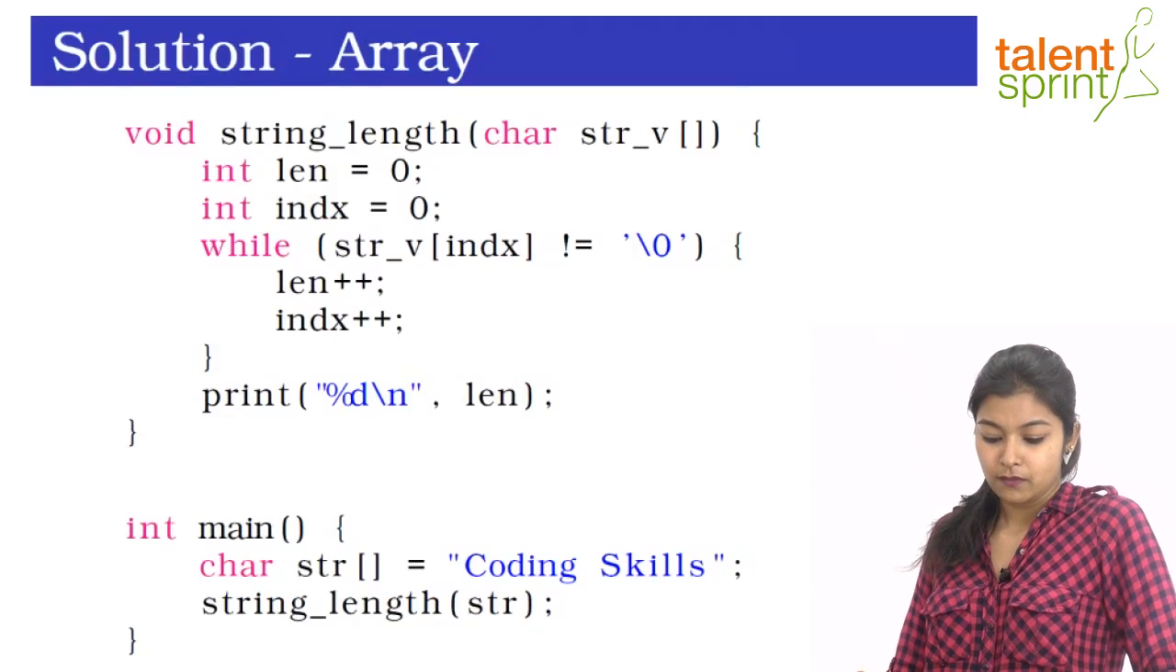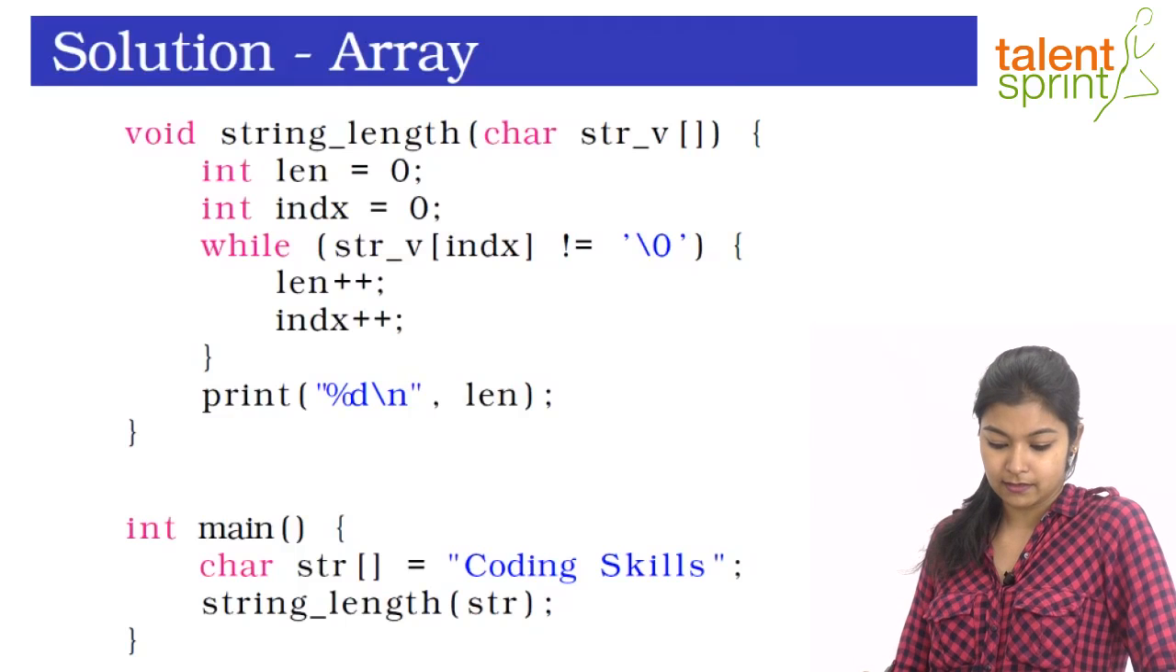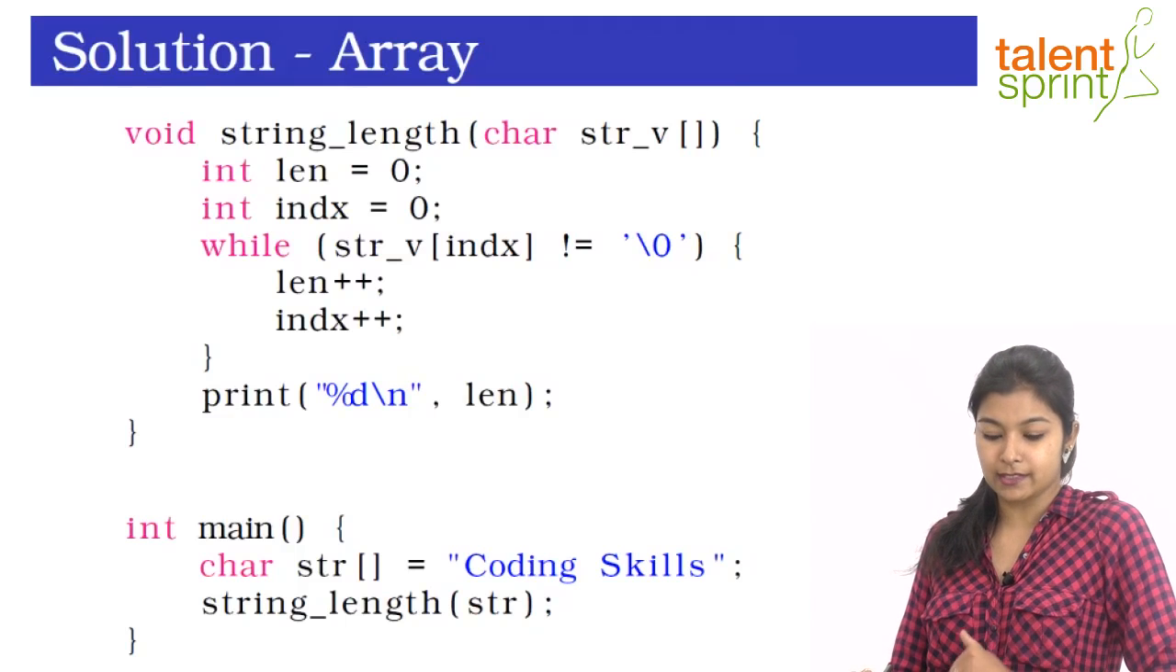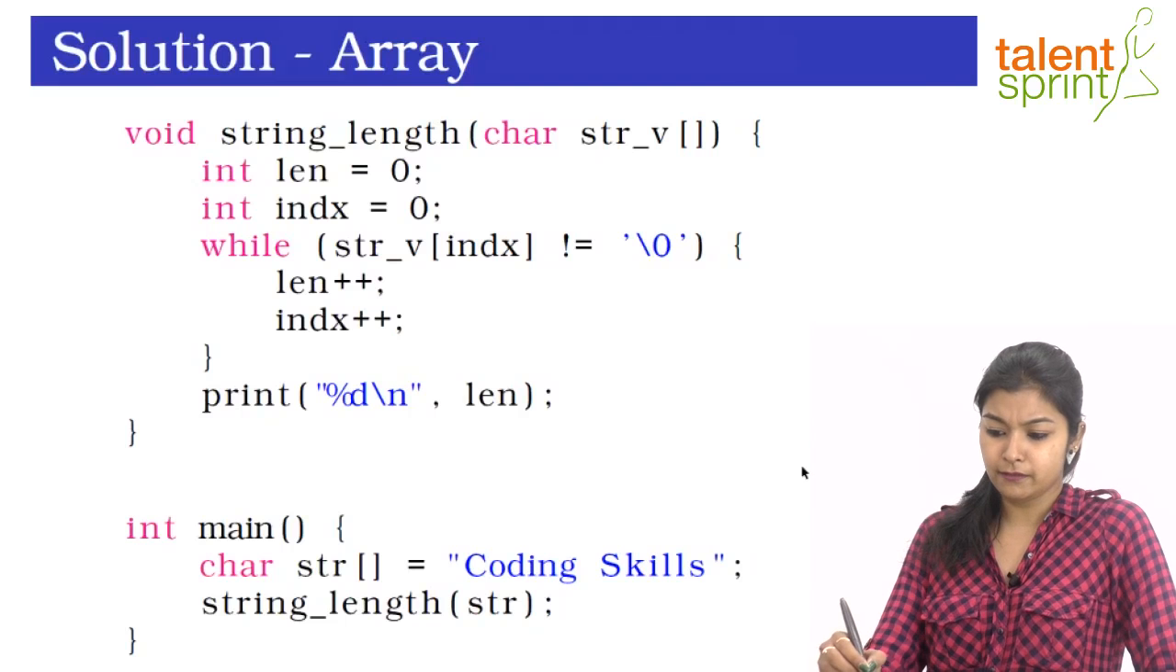Let's see what happens in the main function. In the main function, we have taken the string coding skills, and we are simply calling the function string length, which will print 12 in this case.